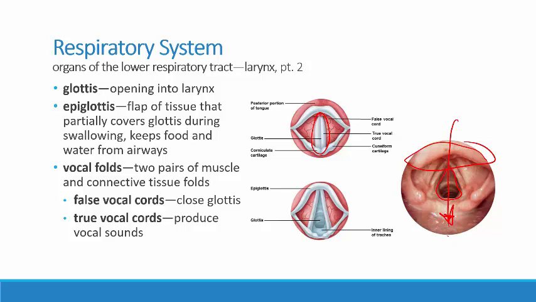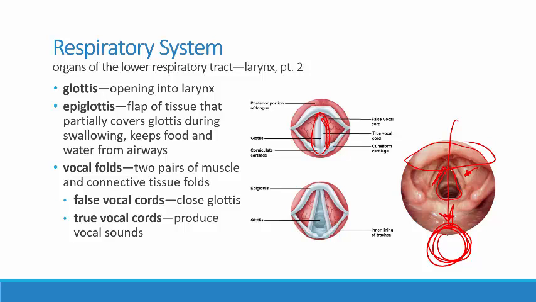And that helps to prevent food and water from getting breathed in. The vocal folds are two pairs of muscle and connective tissue that fold to close the glottis. The false vocal cords are the ones that will actually close over the glottis. The true vocal cords are the ones that vibrate. So here are the false vocal cords right here. Here are the true vocal cords. They produce the vocal sounds.